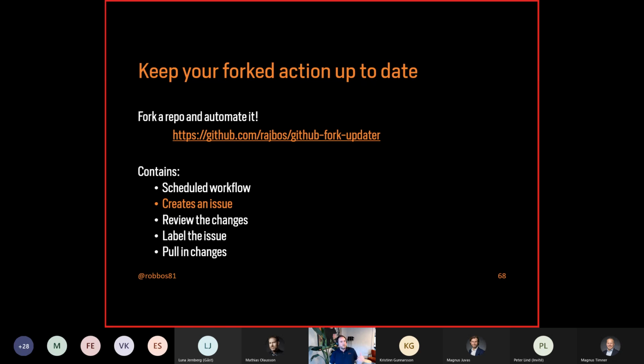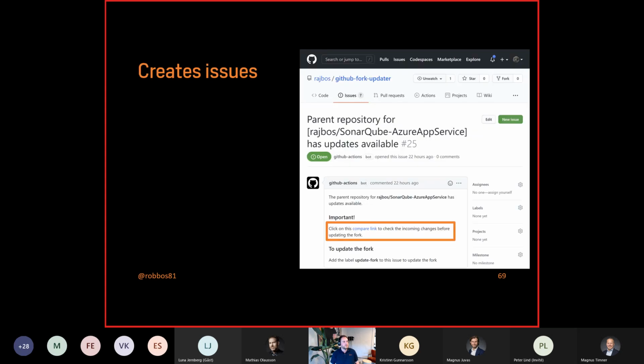It contains a scheduled workflow that will create an issue if it sees that there is an incoming update from the parent repository. This is an example of the issue that is running in the GitHub fork updater repository. It creates an issue for me and it says, hey, the parent repository for this action has updates available. It gives you a compare link where you can look into the code changes of the parent repository, so you can actually verify the new things that are coming in.